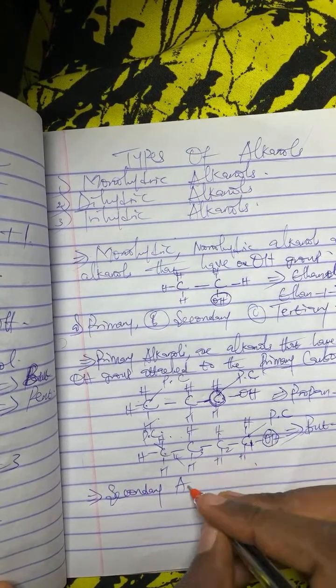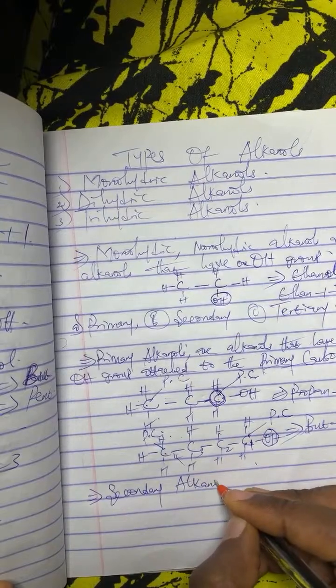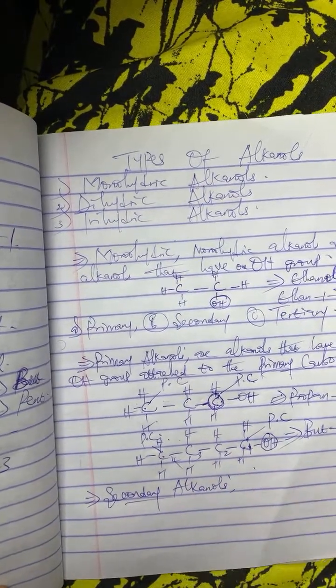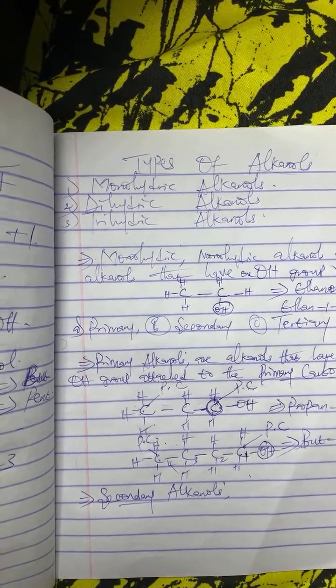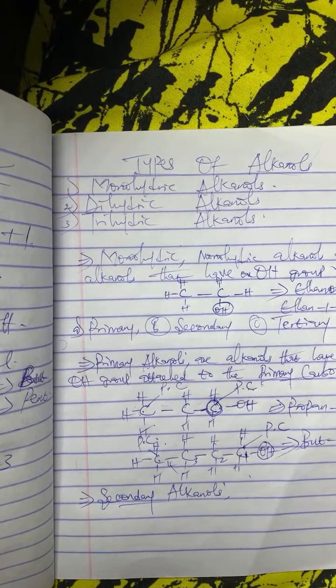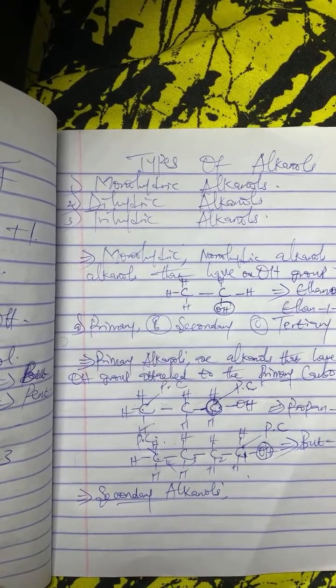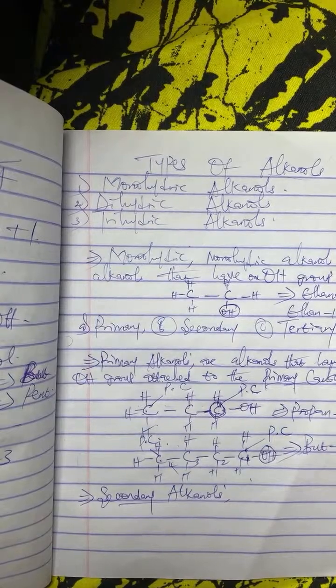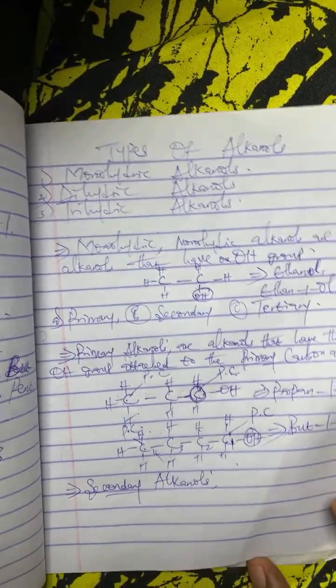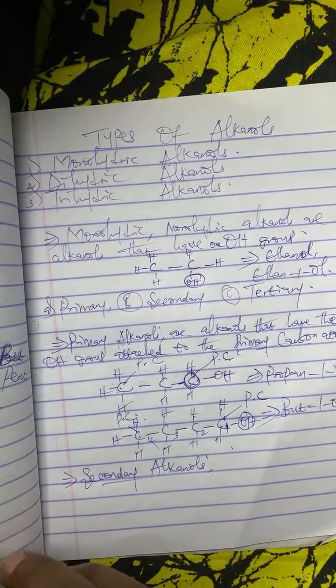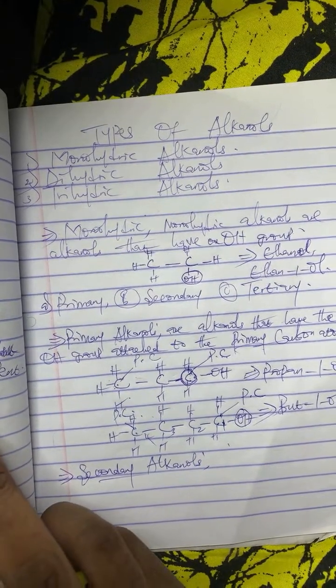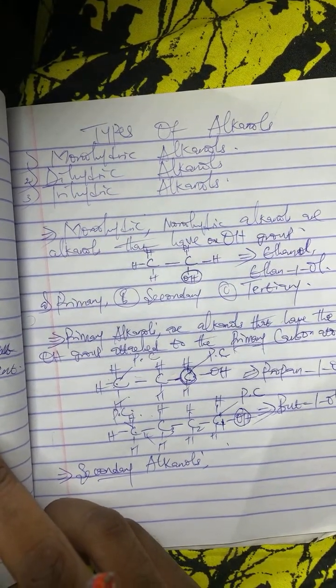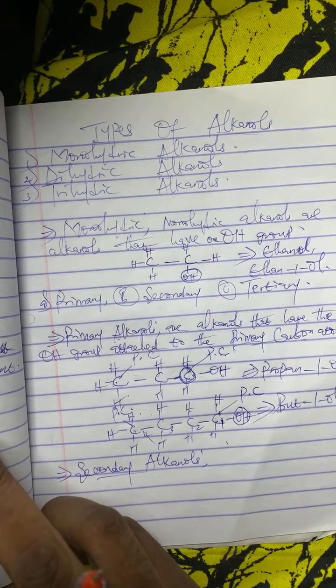I've just explained primary. Secondary alkanols. Now remember that I told you that we have 3 types of alkanols, which are monohydric, dihydric, and what? And trihydric. Are we there now? Now, in this scenario, I've just explained monohydric. I said that monohydric have what? One OH group. Are we together now?